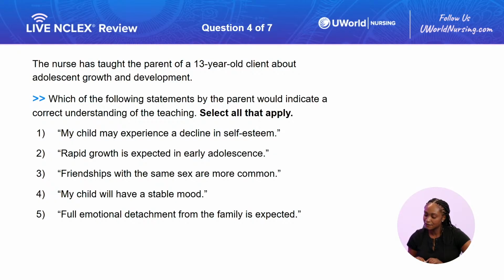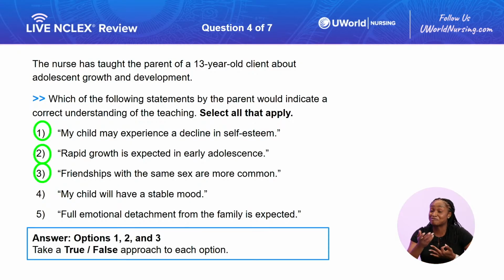Someone asks, for SATA, does it mean regardless of whether I choose the wrong answer, it will not be deducted from the correct one? Yes, that is true. So even if the correct answer is 1, 2, and 5, if you choose 1, 2, 3, and 5, you won't get knocked off for choosing that 3 as well. So it's only working for you. The correct answer is 1, 2, 3, not 5 for this question.